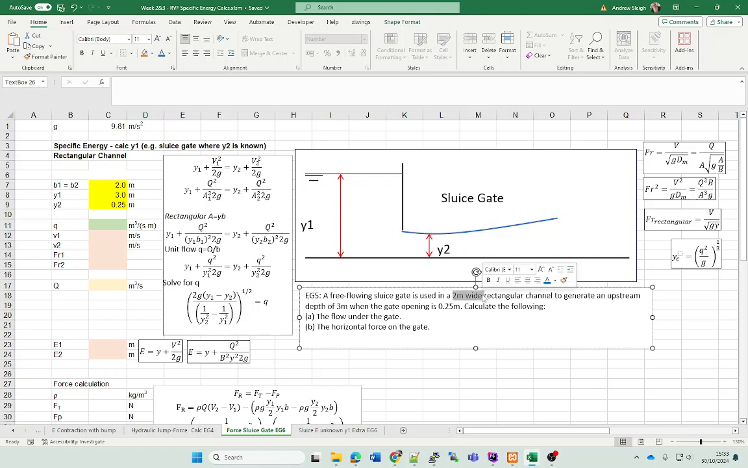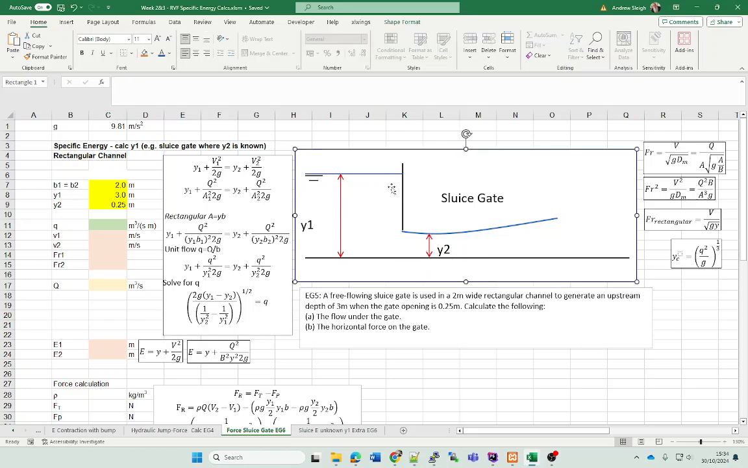2 meters wide, rectangular channel to generate an upstream depth of 3 meters. So Y1 is 3 meters. So I'm writing my depth in, and Y1 is 3 meters. B1, B2, the width is 2 meters, and Y2 is 0.25. Now it would be probably slightly less than the gate opening, but we're not told otherwise, so we'll use the gate opening. What's the flow under the gate?